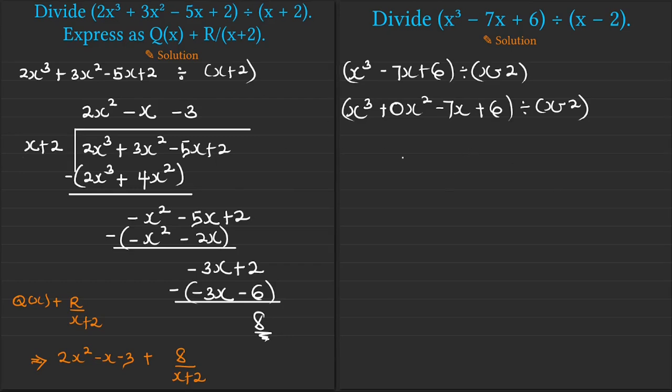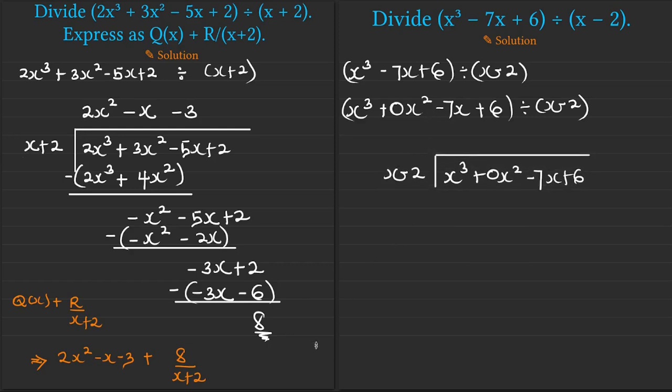So in order to divide, we know what our dividend is and then what our divisor is. Hence, I'm going to put x cubed plus 0x squared and then minus 7x plus 6 right here. And then we have our long division sign. We have our x minus 2. So with that, we can start our division.